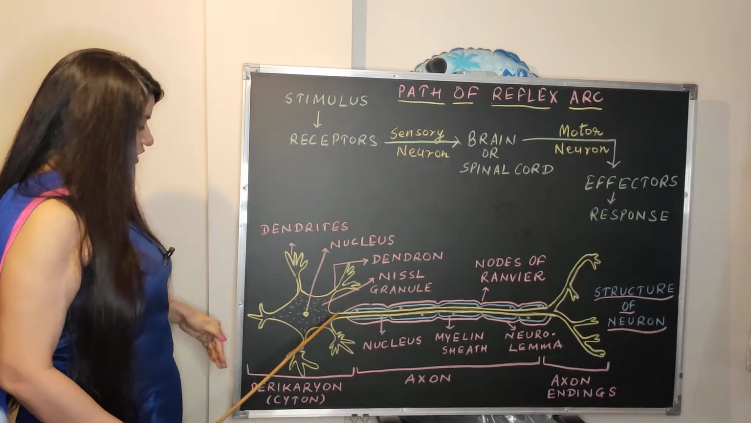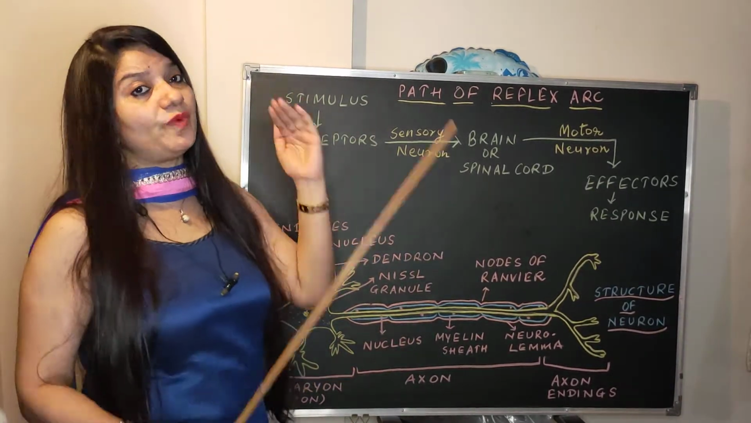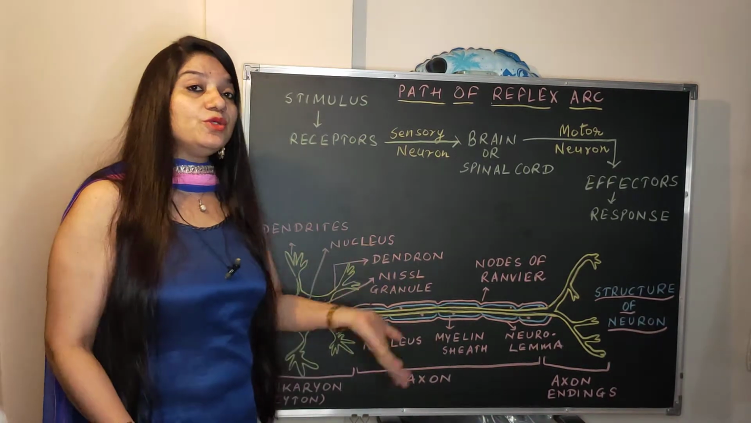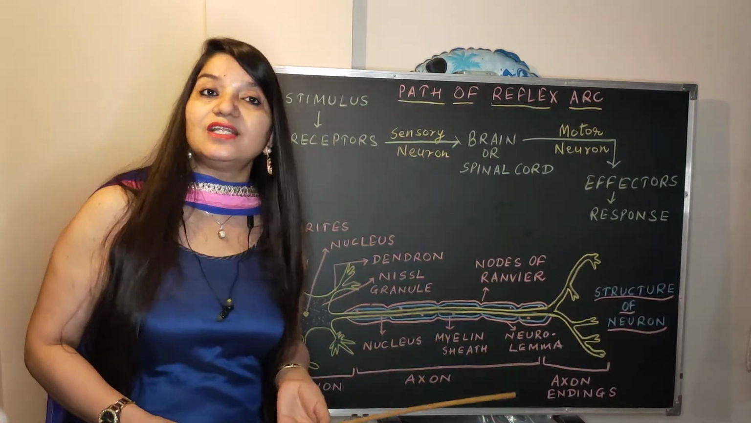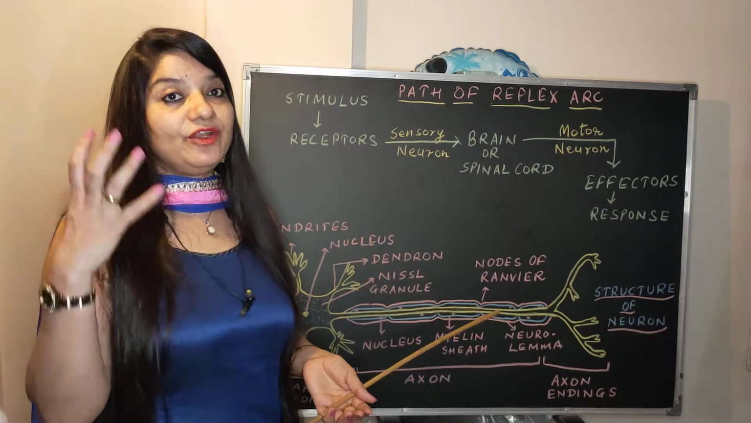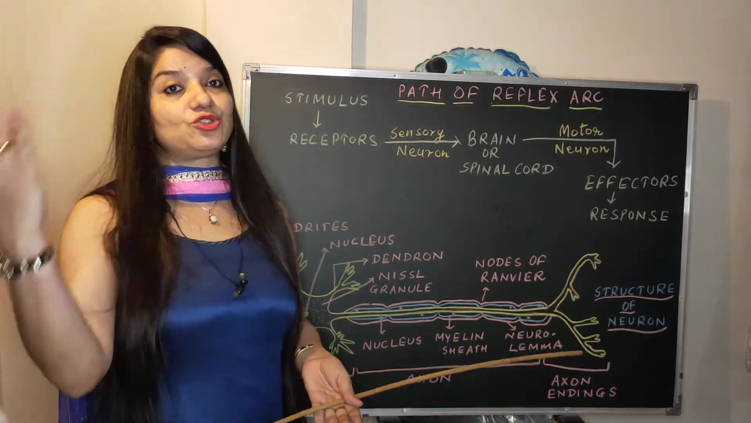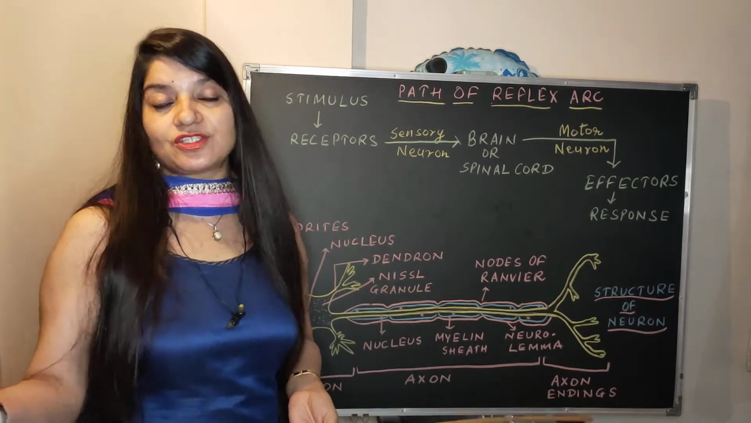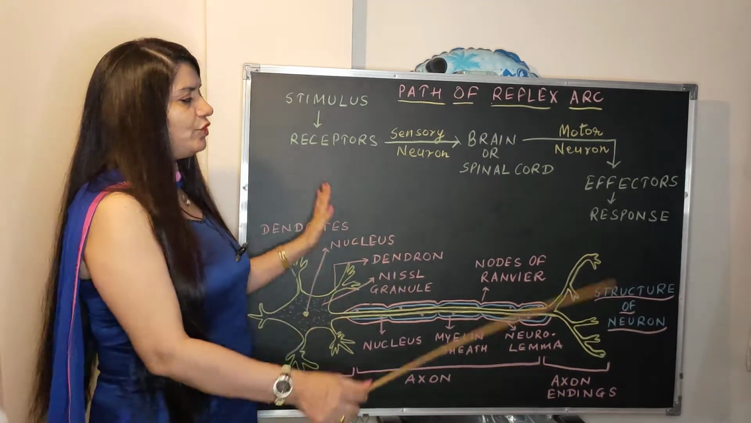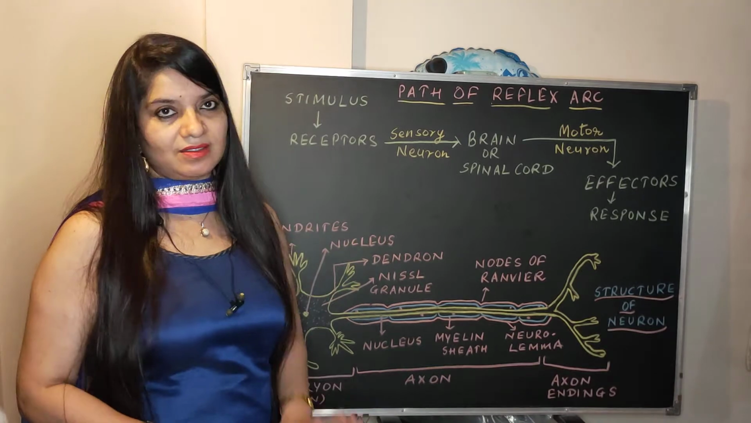Dendritic tip conveys to which part? Cyton. Cyton conveys to which part? Axon. And name the neurotransmitter released. It is acetylcholine. And name the phenomenon in which the axon ending of one neuron conveys the message to the dendritic tip of the next neuron, that is synapse. So these are a few one marker questions which they normally ask here.